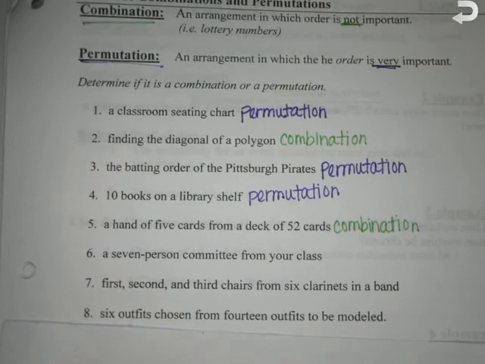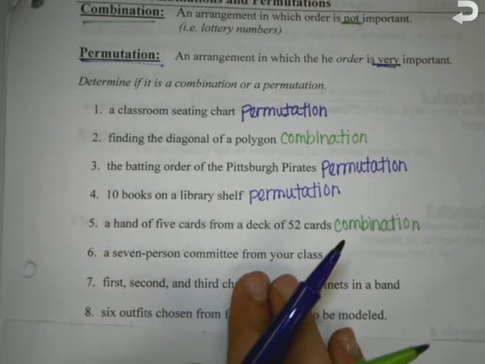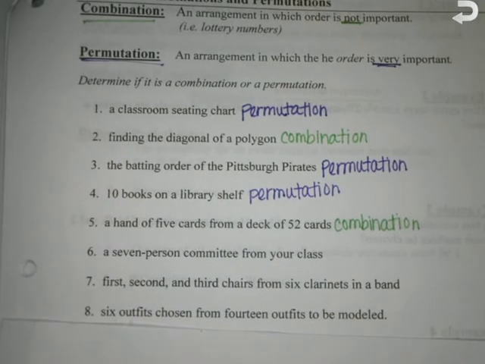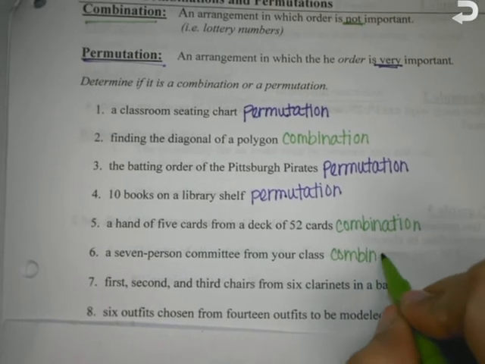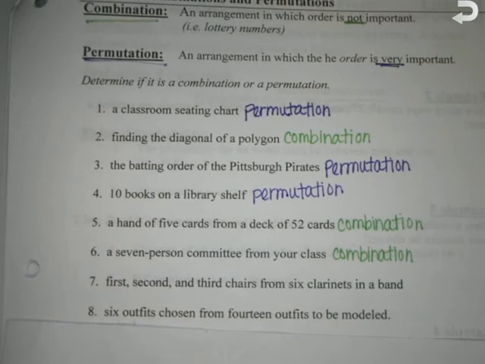Number 6. A 7-person committee from your class. Is that a combination or a permutation? What do they mean by committee? Committee. Like if I took this class and I picked 7 of you to be on a committee, does it matter? It's still a combination because if I pick all 7 of you in this second row, it doesn't matter what order I list you in, it's still you 7, right? So that's a combination. Now, if it was positions, it would be a permutation, right? But I'm just looking at a committee.